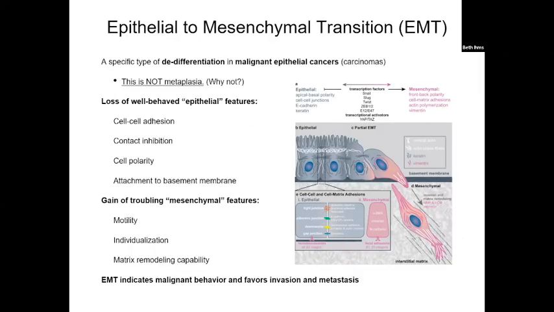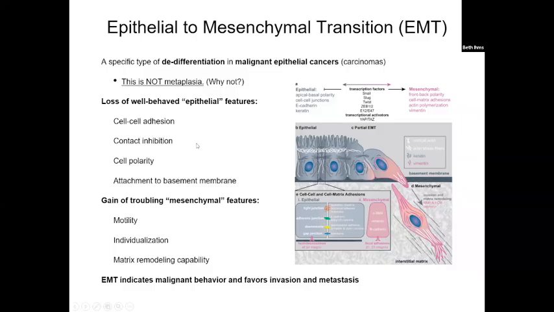Epithelial to mesenchymal transition. We are talking specifically about malignant epithelial cancers. So this is a feature of carcinomas. We are de-differentiating. We're epithelial cells that are de-differentiating and becoming less like epithelial cells and more like mesenchymal cells. So we're going to lose these well-behaved epithelial features, things like adhesion to another cell, things like polarity. Remember, I should be growing on a basement membrane. I should have a bottom and a top, and they should be different. I should have contact inhibition.